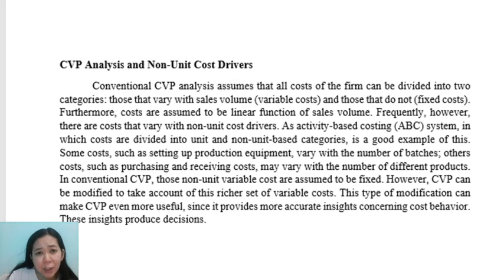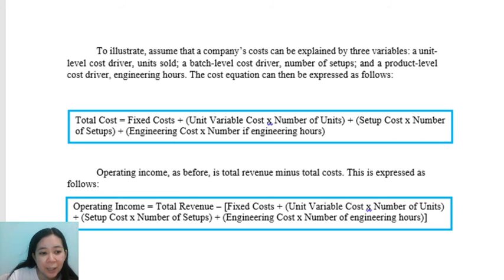So, in conventional CVP, those non-unit variable costs are assumed to be fixed because they do not change as to the number of units and activities. However, CVP can be modified to take account of this set of variable costs. This type of modification can make CVP even more useful since it will provide more accurate insights concerning the cost behavior. So of course, these insights will produce decisions.